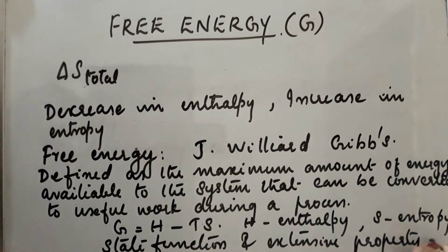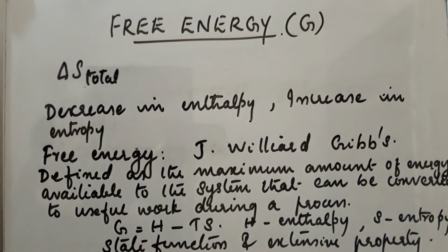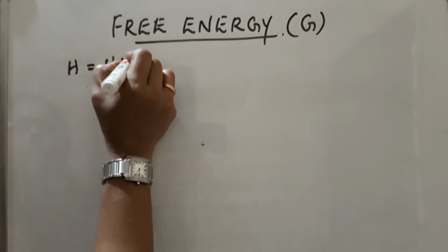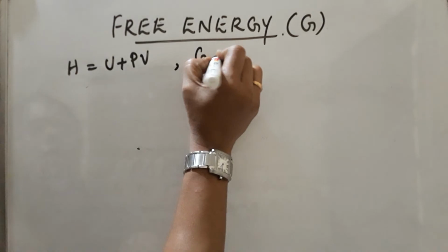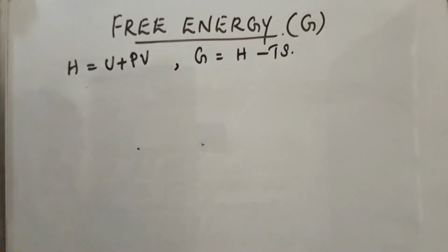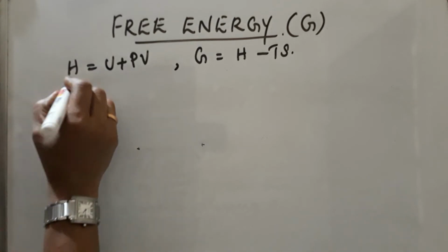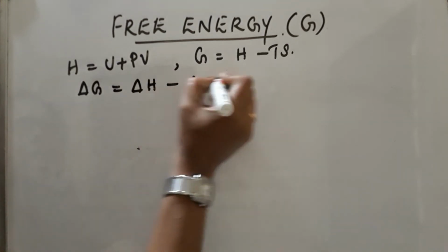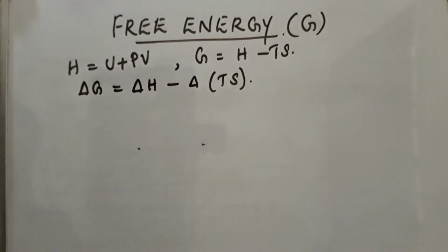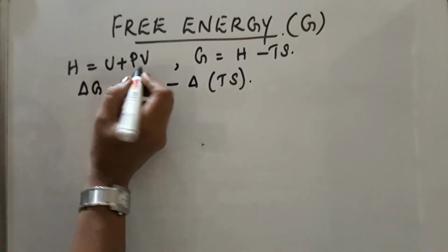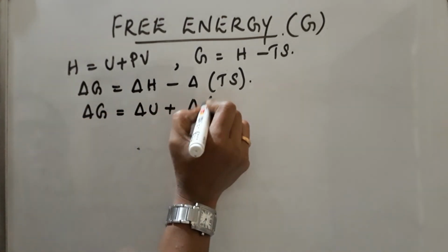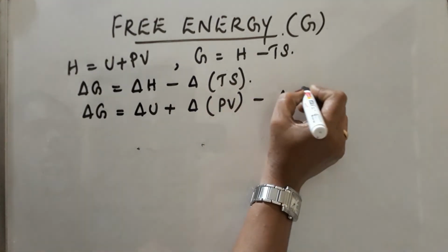Now, let us derive Gibbs Helmholtz equation. So, we know H is equal to U plus PV and G is equal to H minus TS. Now change in free energy delta G will be equal to delta H minus delta TS. We know delta H is equal to delta U plus delta PV, so delta G is equal to delta U plus delta PV minus delta TS.